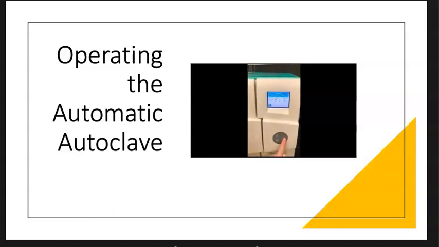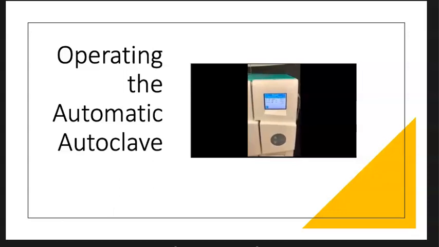Now, if the door is not closed properly, you press start and it'll come up with an error. This error will say the system is not ready to run cycle. The door is open. If this happens, press stop, close your door properly, and then press the start.